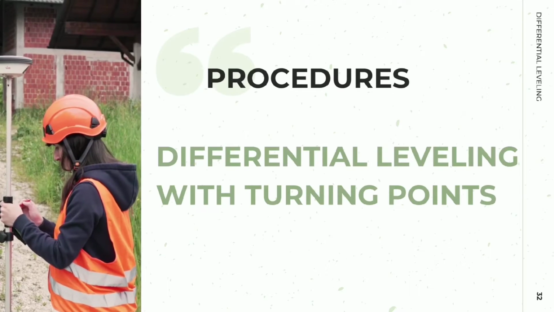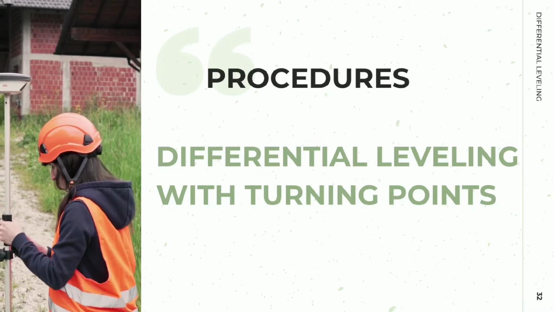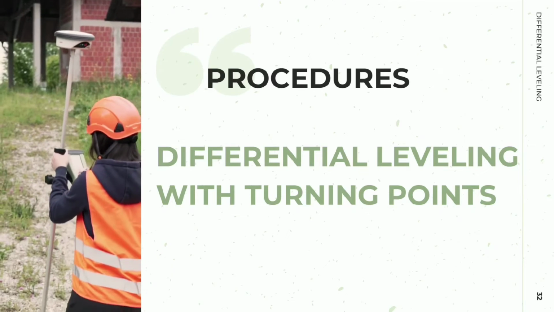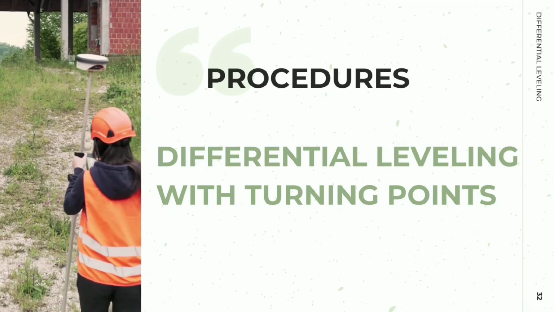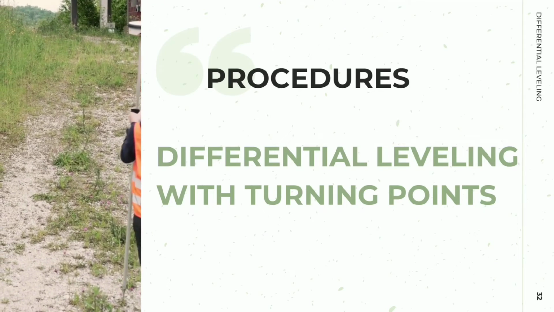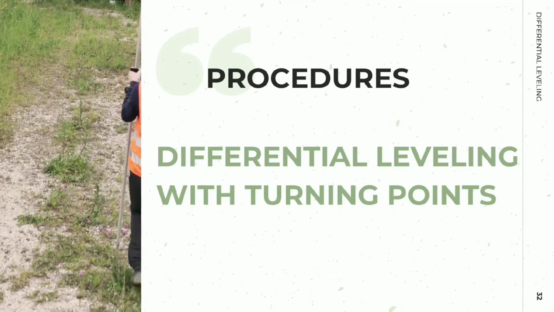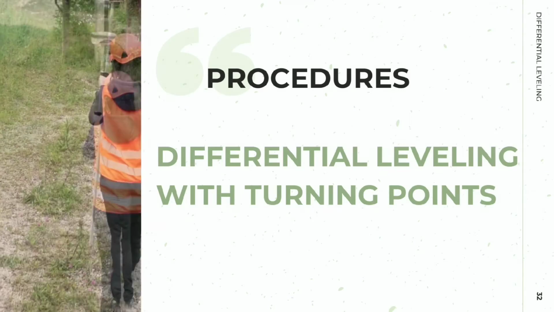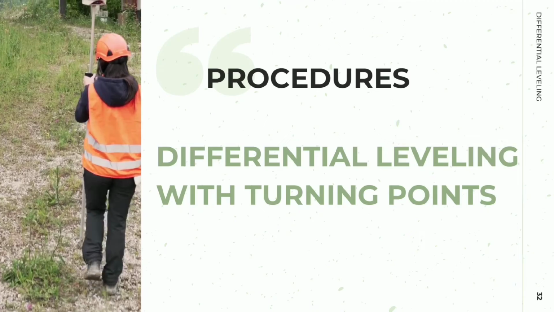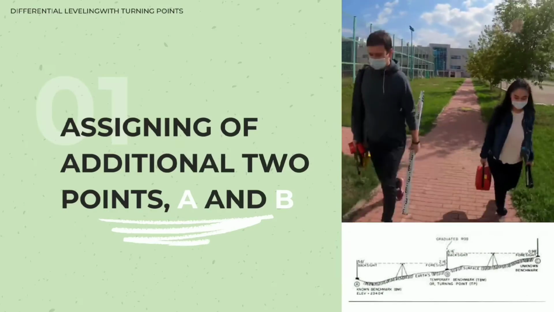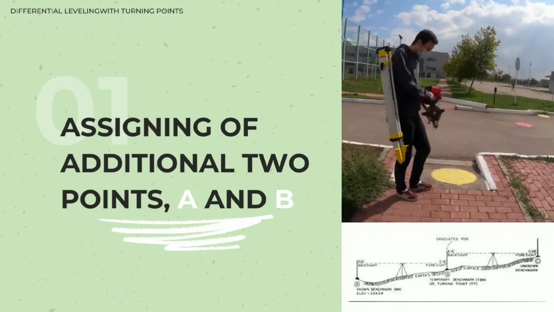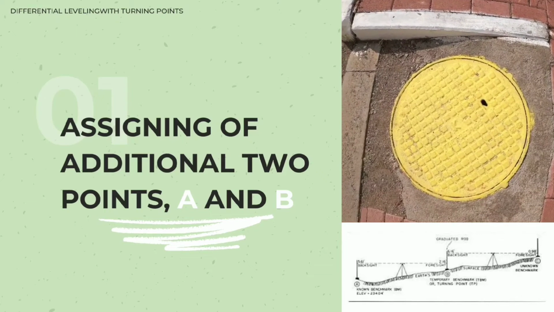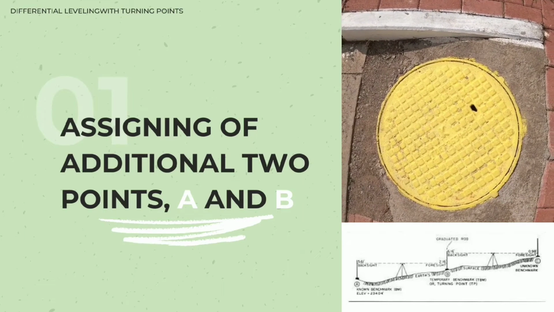Differential leveling with turning points. Often, you will not be able to see at the same time the 2 points you are surveying, or they might be far apart. In such cases, you will need to do a series of differential leveling. Hence, you will use intermediate temporary points called turning points. Step 1. The instructor assigns the location of another 2 points marked as A and B.